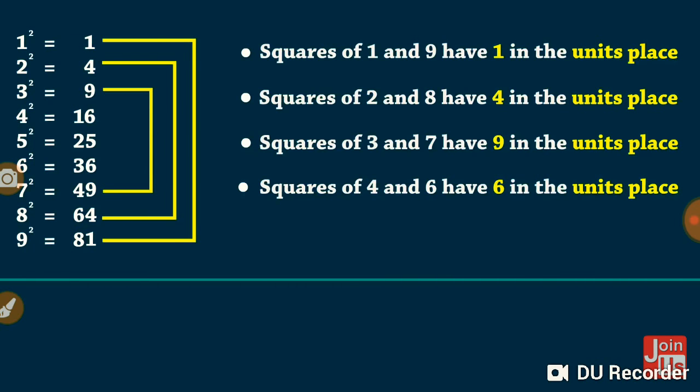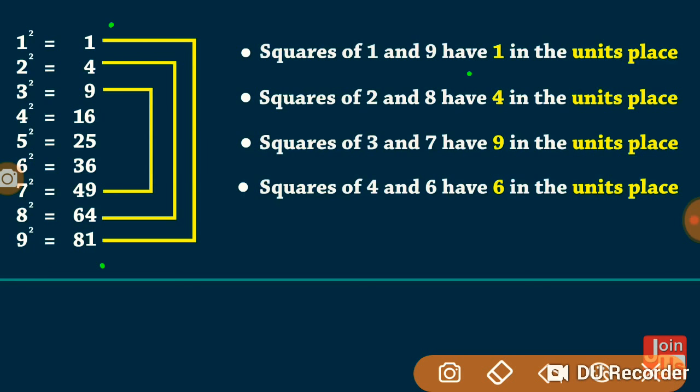Next is the trick. The squares of 1 and 9 have 1 in the unit place. If we see, the square of 1 and the square of 9 have 1 in the unit place. Next, the squares of 2 and 8 have 4 in the unit place. And the squares of 3 and 7 have 9 in the unit place. So the squares of 4 and 6 have 6 in the unit place.